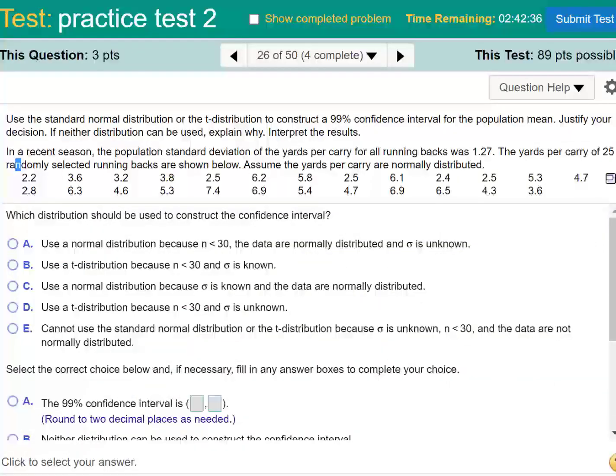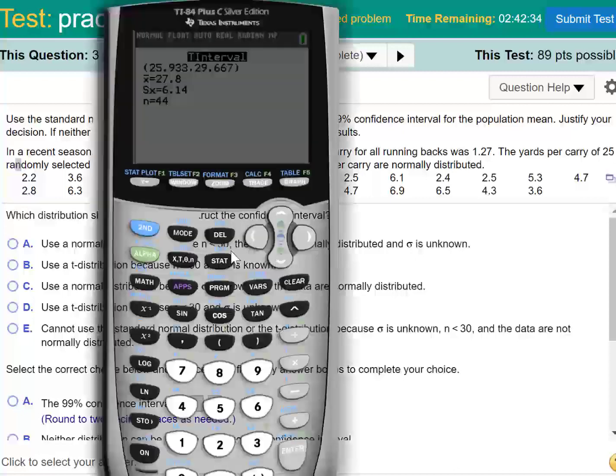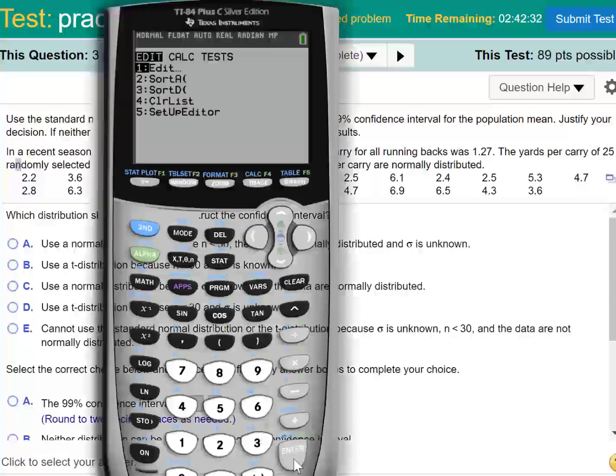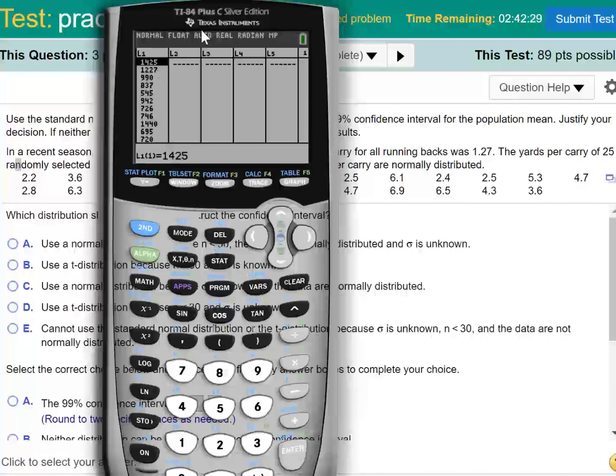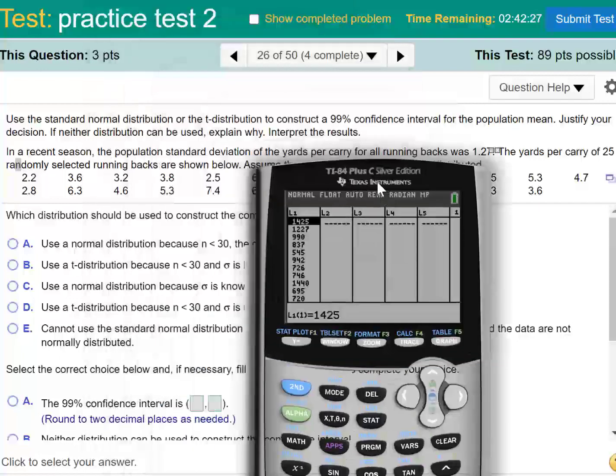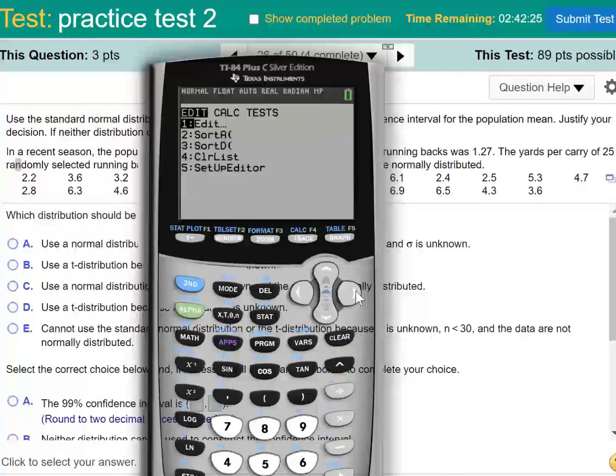If you are to do this with the calculator, guys, you have to input the data in L1 first of all. So all of those values you have to type in L1, and then you go to stat, Z interval, choose data because you have data now, not summary, and make sure to enter the value of sigma, which is 1.27.